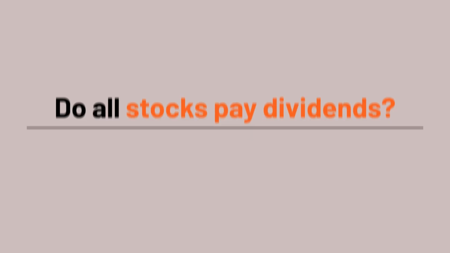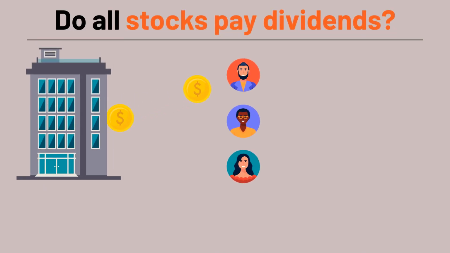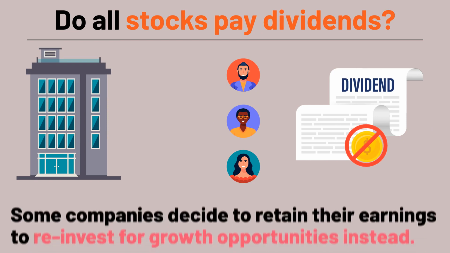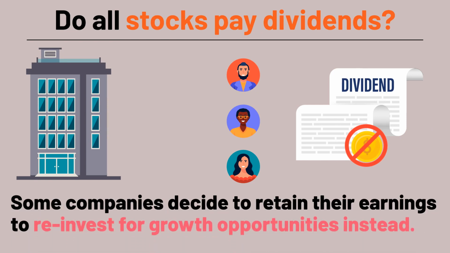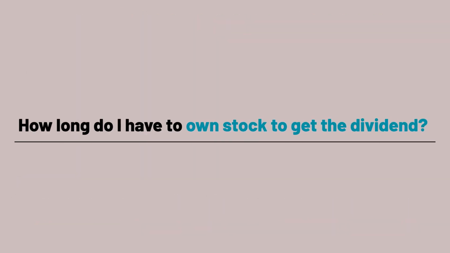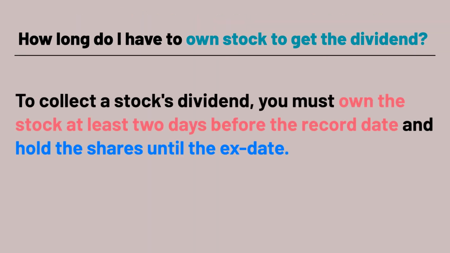Do all stocks pay dividends? Dividends are a way for companies to distribute profits to shareholders, but not all companies pay dividends. Some companies decide to retain their earnings to reinvest for growth opportunities instead. How long do I have to own stock to get the dividend? To collect a stock's dividend, you must own the stock at least 2 days before the record date and hold the shares until the ex-date.